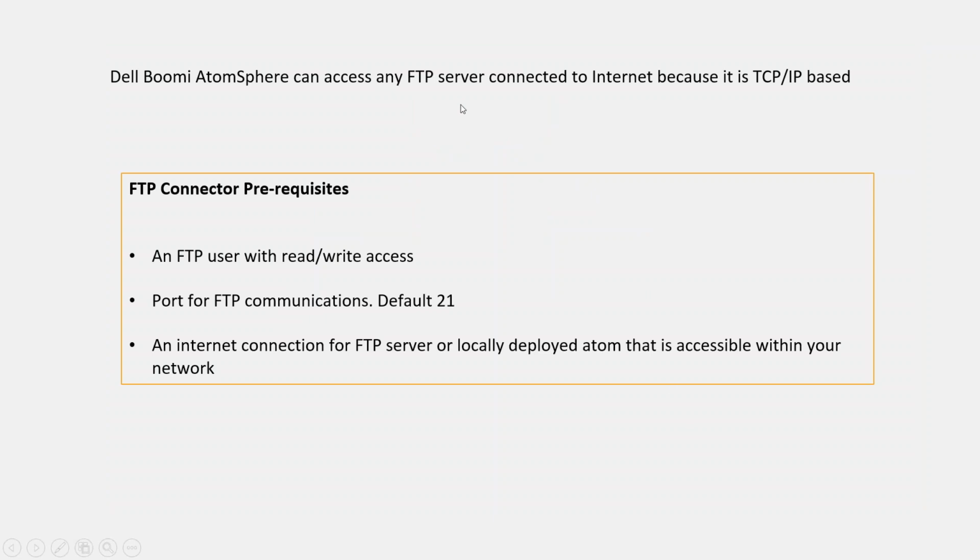And Boomi AtomSphere can access any FTP server connected to the internet because it is TCP/IP based. The prerequisites required are an FTP user with read-write access, else you'll be given an error, and the port for FTP communications, which by default is 21. Also needed is an internet connection for the FTP server, or a locally deployed Atom that is accessible within your network. As well, if the FTP server is behind a firewall, we need to either open the connectivity or have a local Atom installed there.